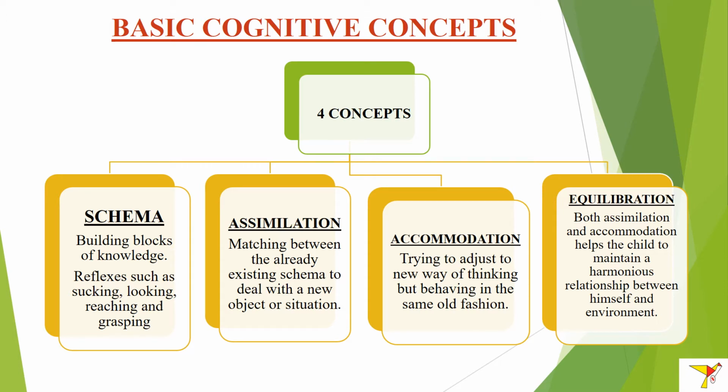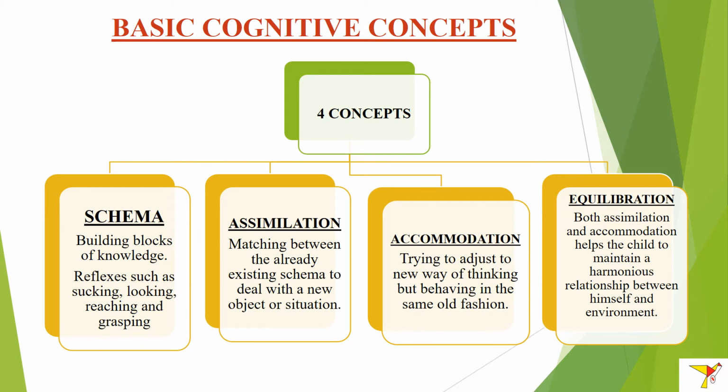The next concept is accommodation, trying to adjust to a new way of thinking and behaving in terms of the old fashion. Given a small ball, the child will first try to put it in its mouth. If you change the ball and give her a football, the child will try the same but later realize that the ball is bigger and get accommodated to the new change. This is a perfect example of getting accommodated to a new object or a new thing in an older fashion.